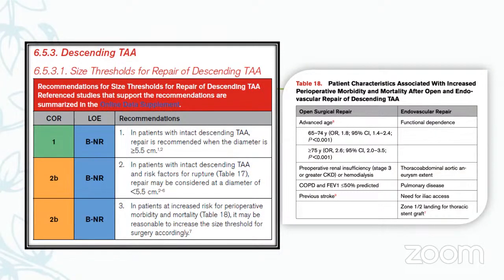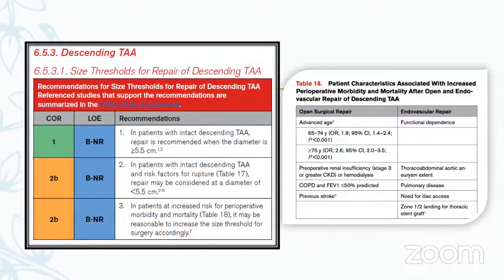This table shows the patient characteristics associated with increased perioperative morbidity and mortality for open and endovascular repair. For example, for open surgical repair: advanced age, the presence of preoperative renal insufficiency or hemodialysis, COPD, and previous stroke. For endovascular repair: the extent of the aneurysm itself, like a thoracoabdominal aortic aneurysm, the presence of pulmonary disease, the need for iliac access, and zone 1 or 2 landing for the thoracic stent graft. And we will speak about the aortic zones later on.